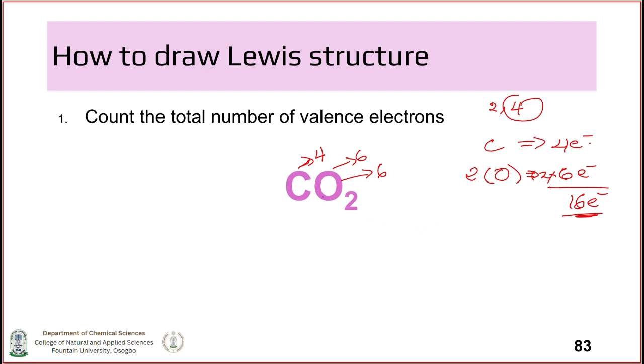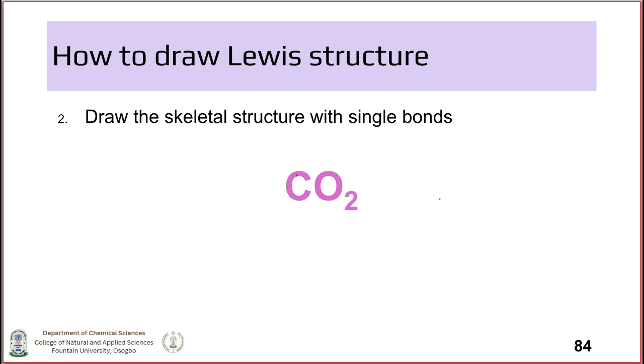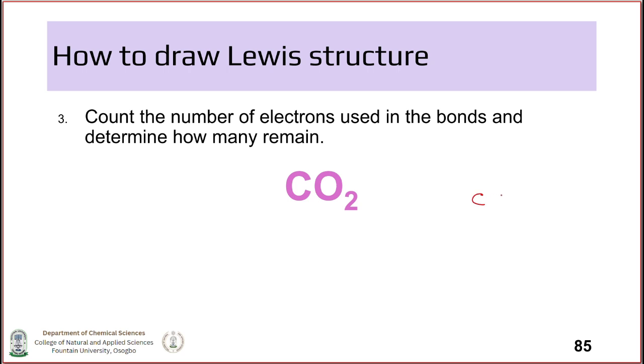And then the least electronegative here is carbon, so carbon will be at the center. If we want to draw the skeletal structure, we have carbon bonded to oxygen and then bonded to this other oxygen. So we are done with the skeletal structure of carbon dioxide. Let me redraw it here quickly. This is the skeletal structure.